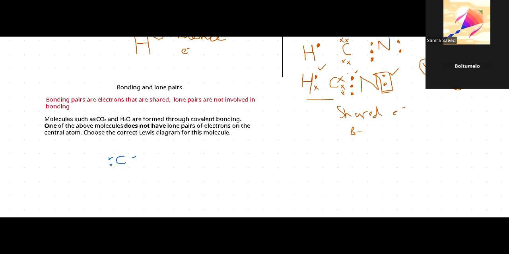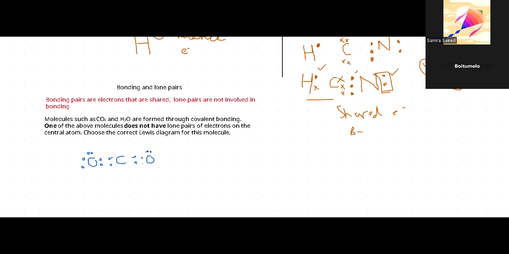And oxygen has how many valence electrons? 6 valence electrons. So 1, 2, 3, 4, 5, and 6. Same thing on this side: 1, 2, 3, 4, 5, and 6.